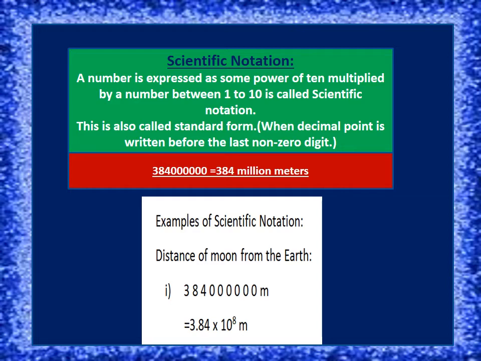I already told you, when the decimal point is written after the first non-zero digit, then we call it standard form. If you write it as 38.4 multiplied by 10 raised to the power 7 meter, then it will be in the category of scientific notation, but you cannot call it standard form.